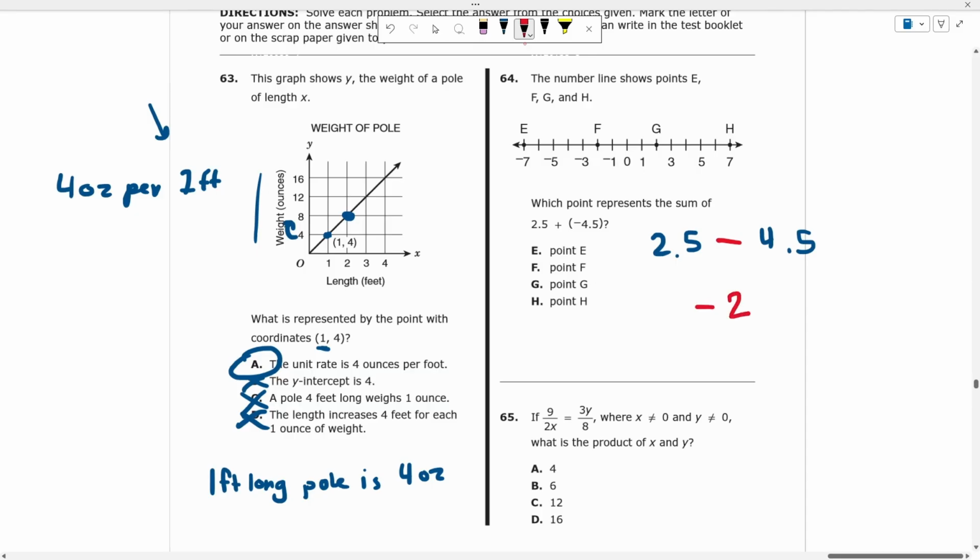So now you're looking on this number line for whichever point lies on negative 2. That point is going to be point F, because it's between negative 1 and negative 3.